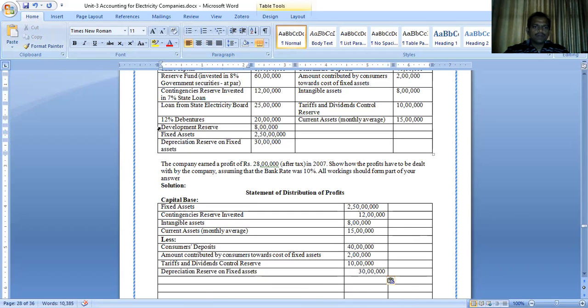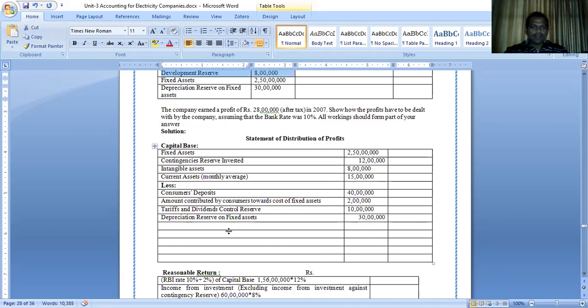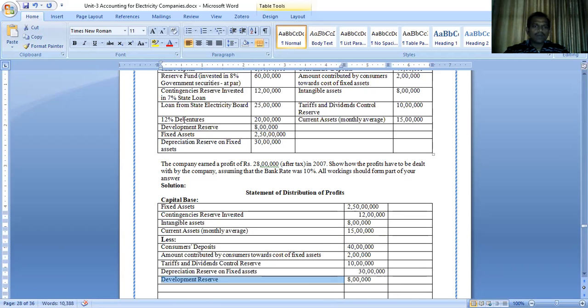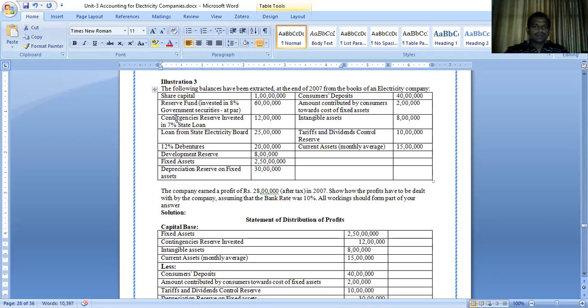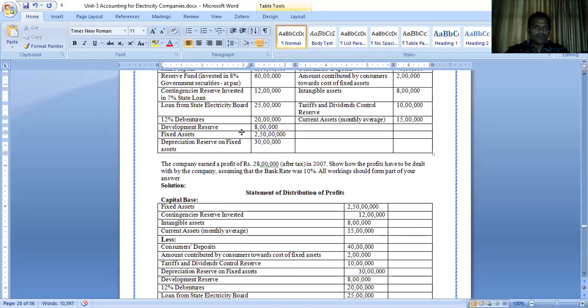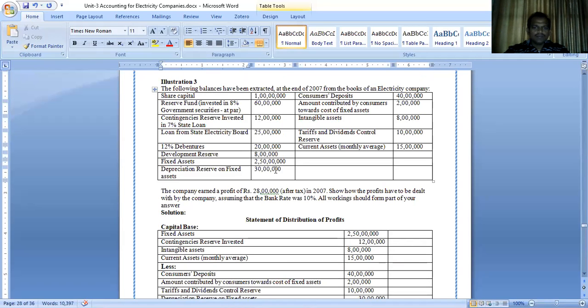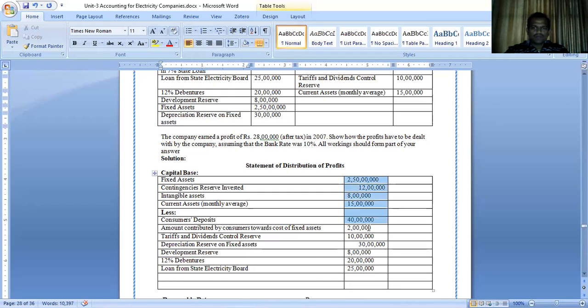Development reserve 8 lakhs, debentures 20 lakhs, loan from state electricity board 25 lakhs, contingency reserves, reserve fund, so these are the items. Okay, let us calculate the total.